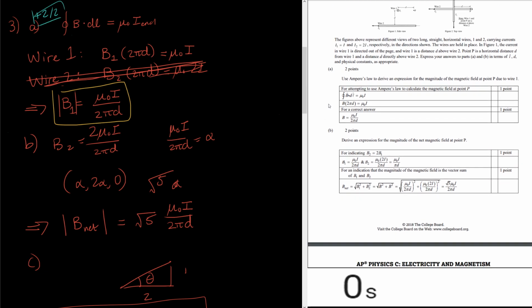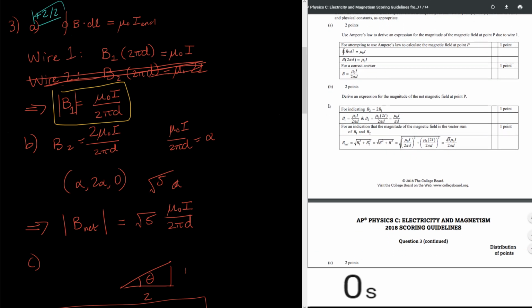Derive an expression for the net magnitude of the net magnetic field at point P. For indicating that B2 equals 2B1, indeed we do indicate that. That's 1 point. Yeah, we indicate that, as they showed here.